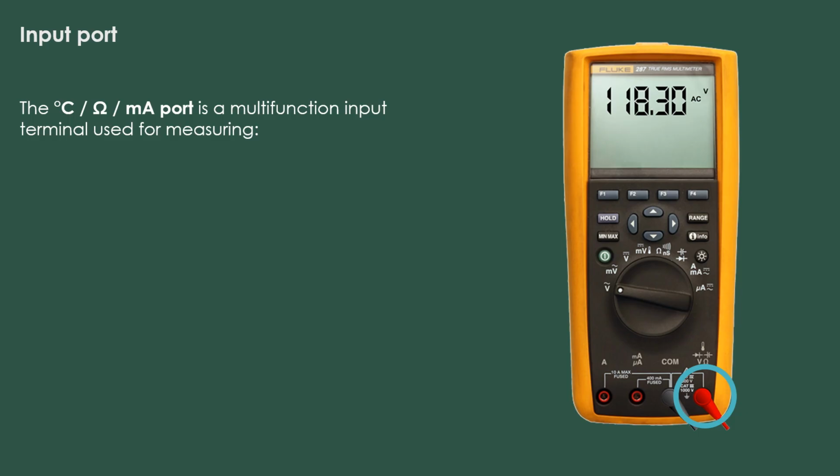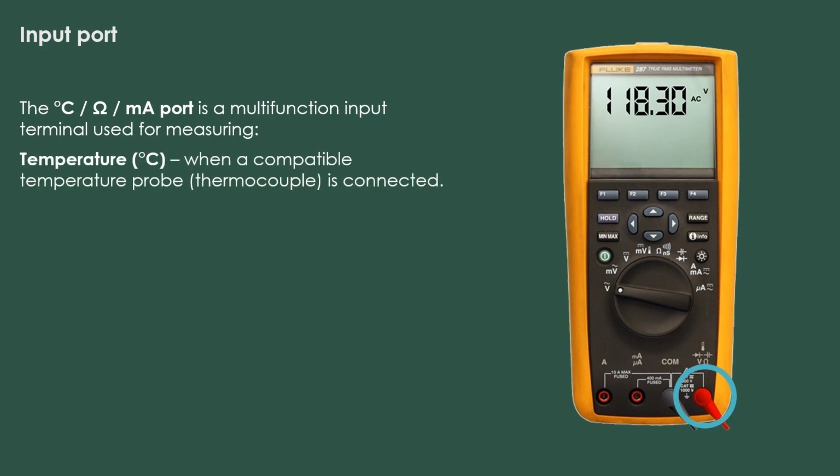Degree Celsius/omega/milliamps input port on a multimeter. The degree Celsius/omega/milliamps port is a multifunction input terminal used for measuring temperature when a compatible temperature probe, thermocouple, is connected.